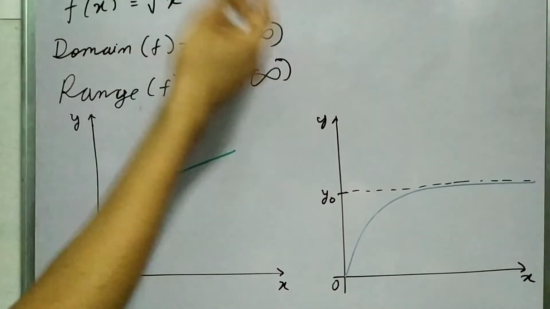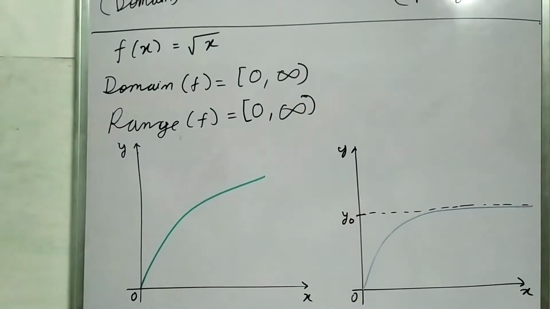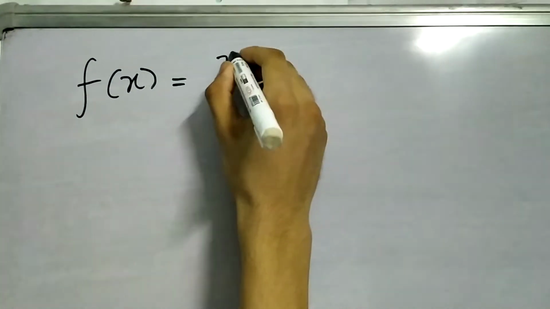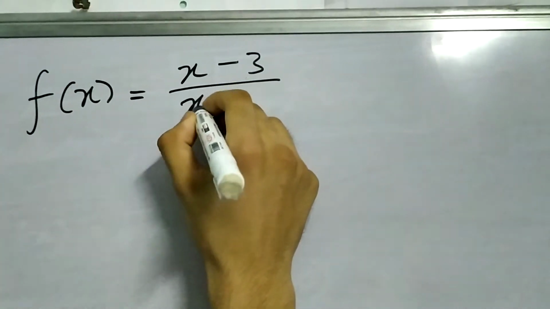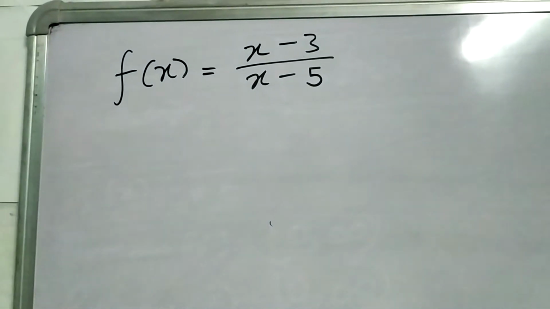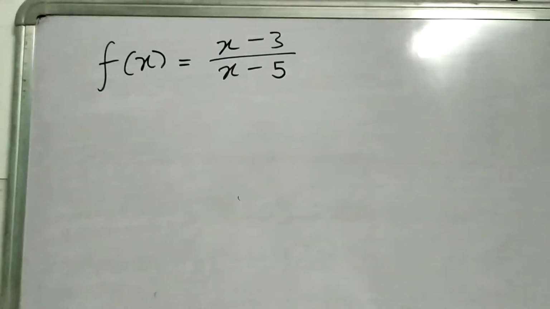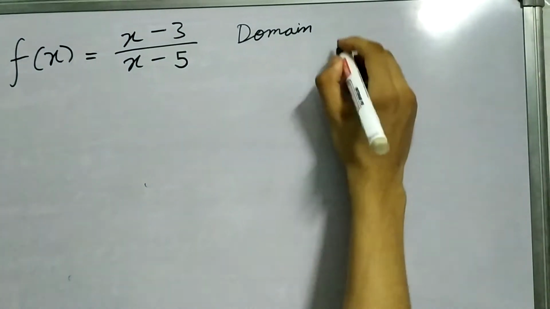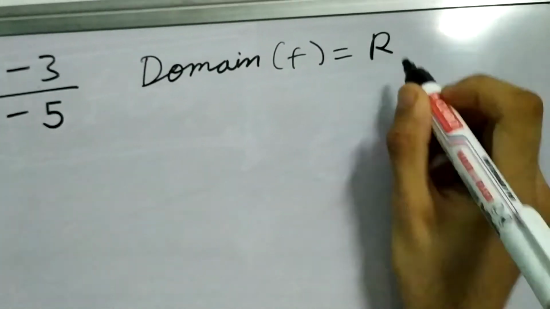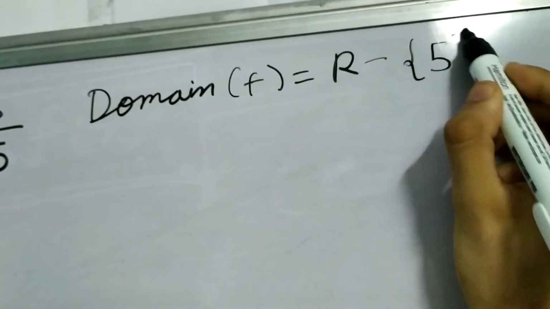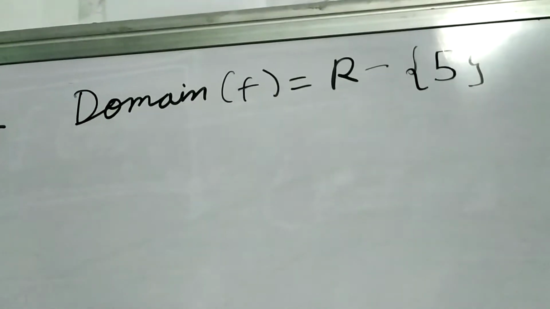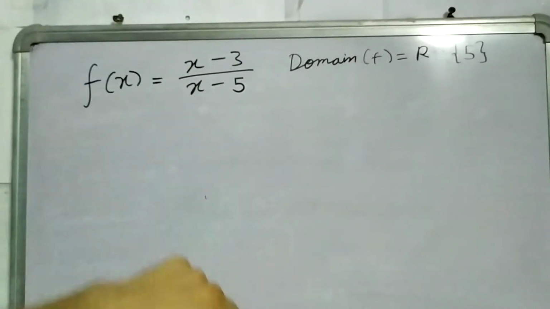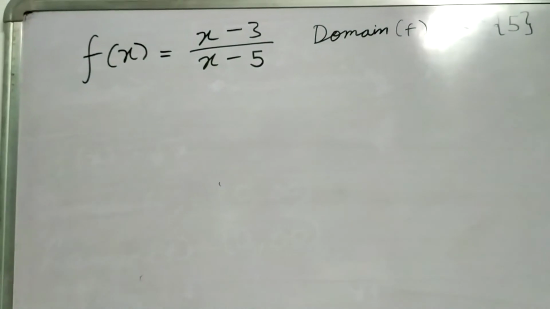Now let us look at another example. Consider the function f of x equal to x minus 3 upon x minus 5, and you want to find the range and domain. You can easily see what the domain is: the domain of f is all the real numbers minus 5. The set of all real numbers, you remove 5. Why? Because if you put 5 in f of x, it will take the form 2 by 0, which is not defined. We have discussed this logic earlier.